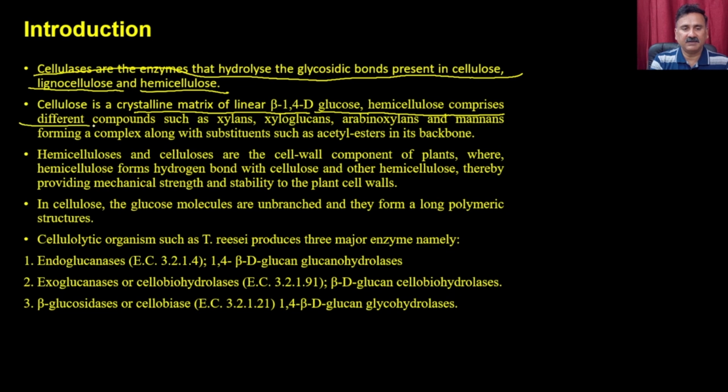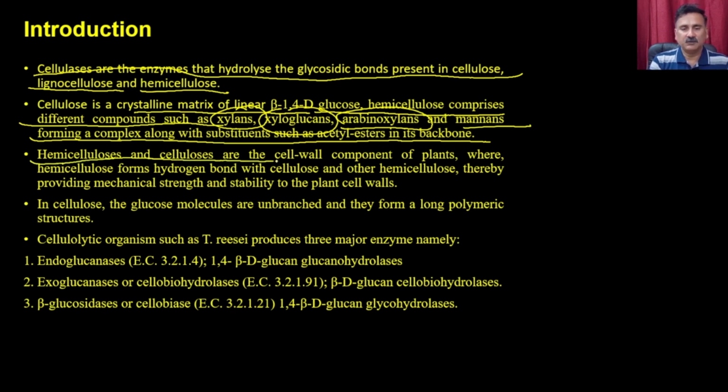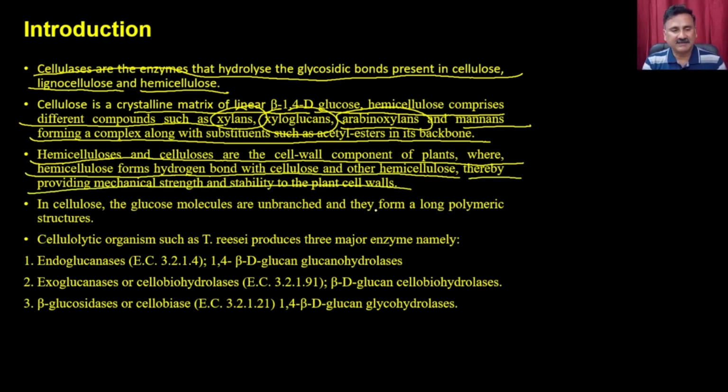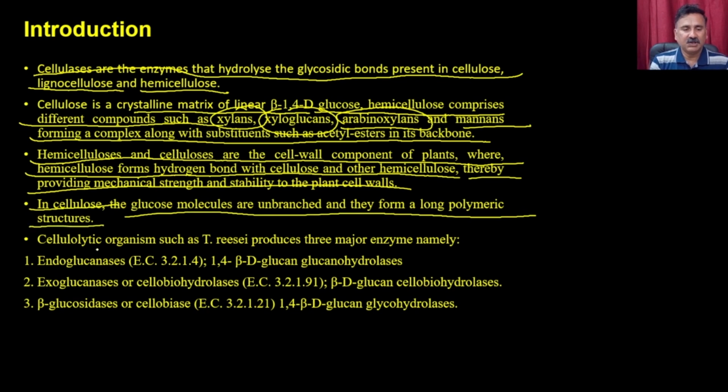Hemicellulose comprises different compounds such as xylans, xyloglucans, arabinoglucans, and mannans, forming a complex along with substituents such as acetyl ester in its backbone. Hemicellulose and cellulose are cell wall components of the plant, where hemicellulose forms hydrogen bonds with cellulose and other hemicellulose, thereby providing mechanical strength and stability to the plant cells. In cellulose, the glucose molecules are unbranched and form a linear polymer structure.